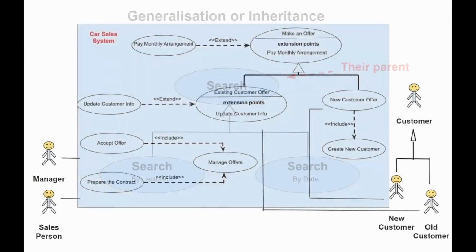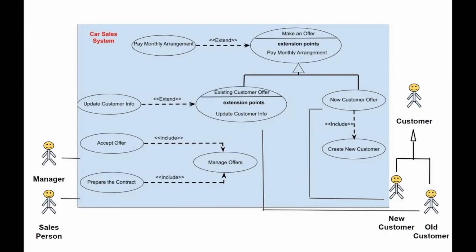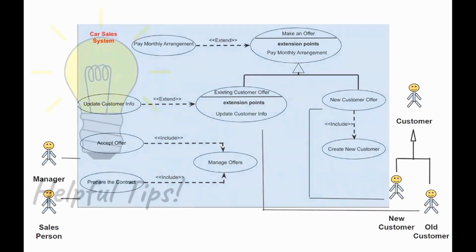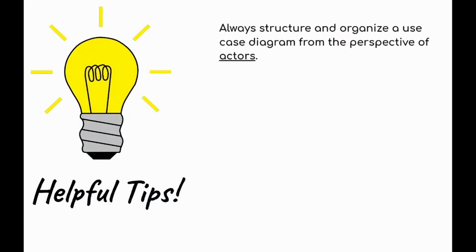This use case diagram depicts a car sales system, and you can probably notice that even such a complicated system can be described with just 10 use cases. Here you can observe extensions, inclusions, and associations that connect actors with use cases. Now, a couple of tips to model a use case diagram more efficiently in case you will decide to do so in your project. Always structure and organize a use case diagram from the perspective of actors.